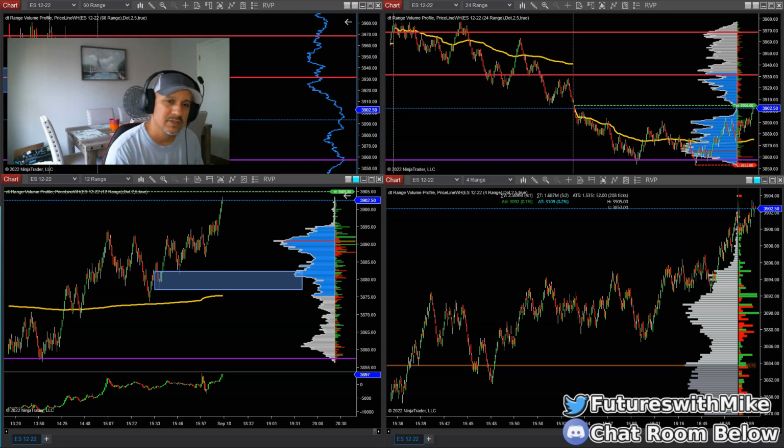With the micros, for instance the MES, which is the micro E-mini S&P 500, it also moves in quarter increments, but the tick value, meaning the dollar amount, is $1.25 per tick, versus the actual E-mini contract, the ES, which is $12.50 per tick, or each tick, I should say.